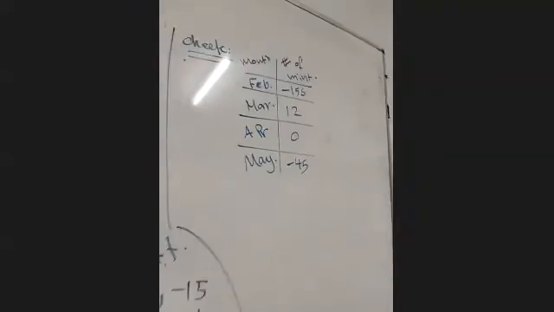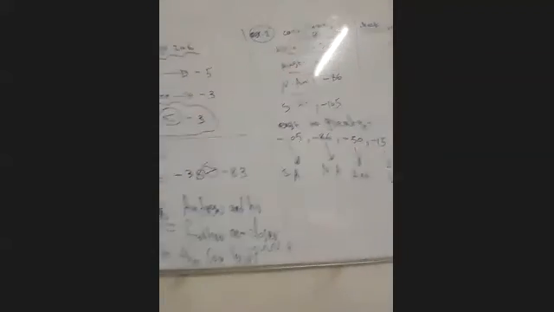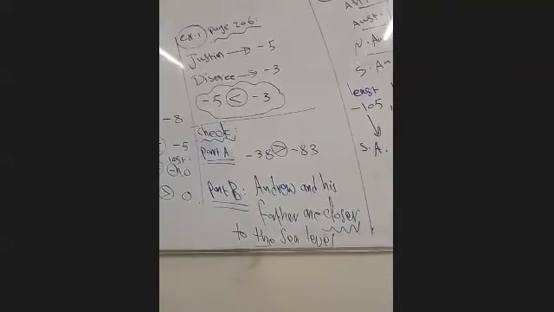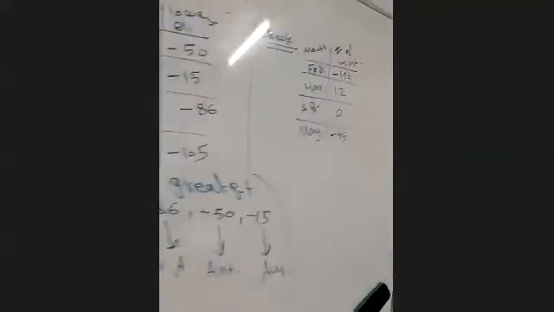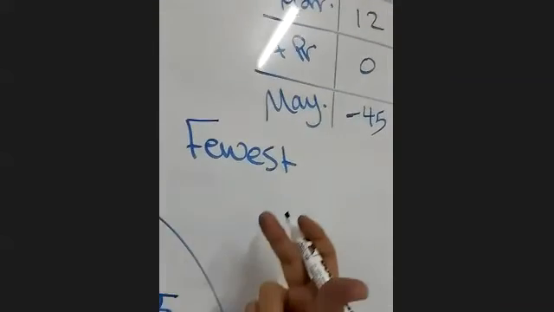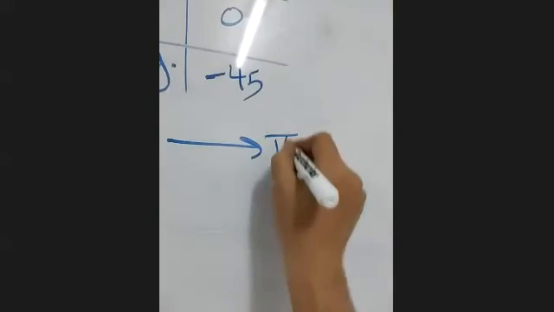Fine. I will go back to the question and read what the question wants again. They want to arrange the months from the fewest. What's the meaning of fewest? The lowest. Fewest means lowest or least, right? To the most minutes.